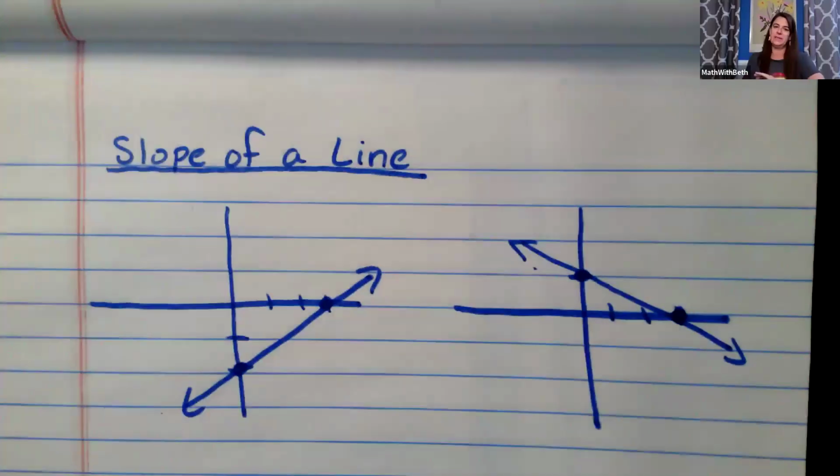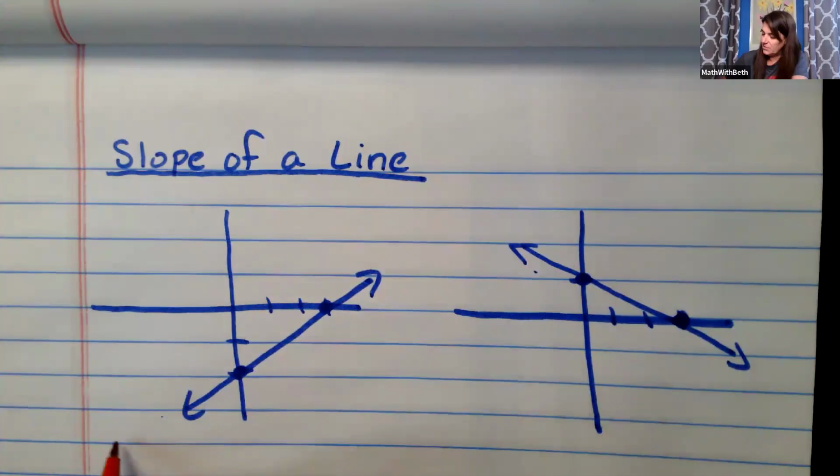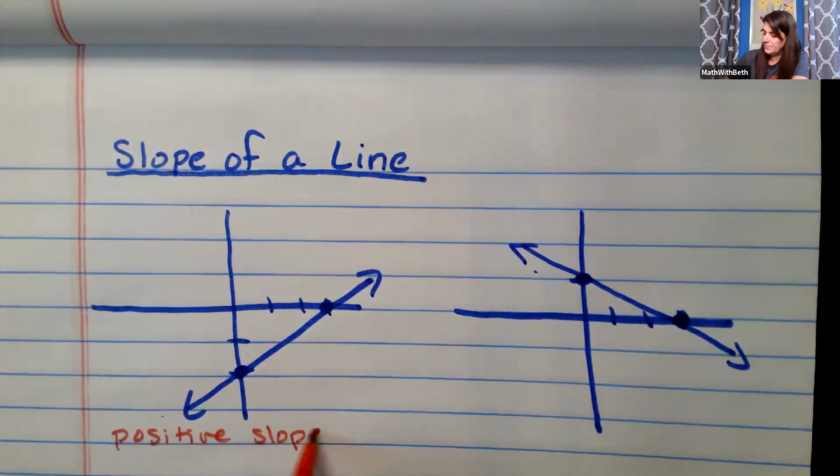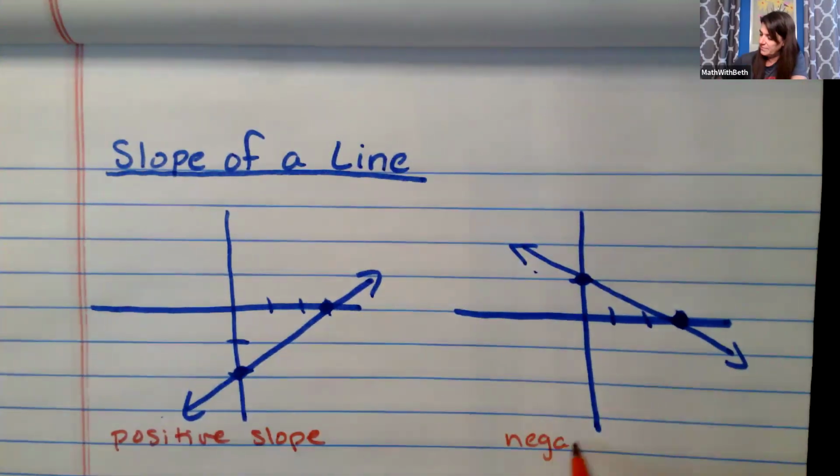So remember, when you're dealing with slopes, it is basically how steep the line is. So make sure you're always thinking of the line as going from left to right. In this case, if you were looking from left to right, it's definitely going up. So this one has a positive slope. And this one would have a negative slope because it is going down.